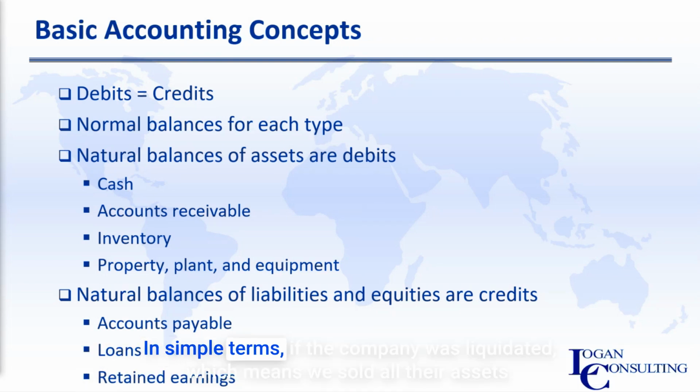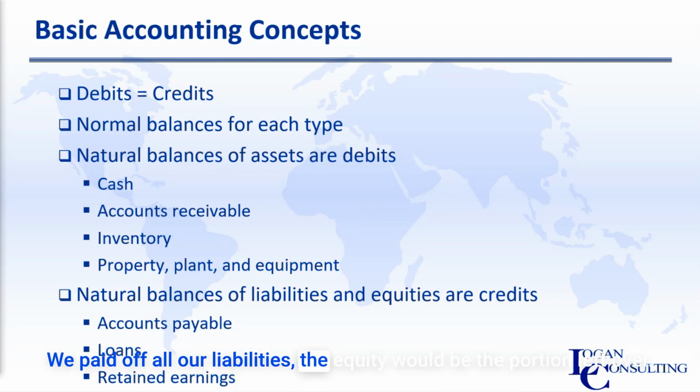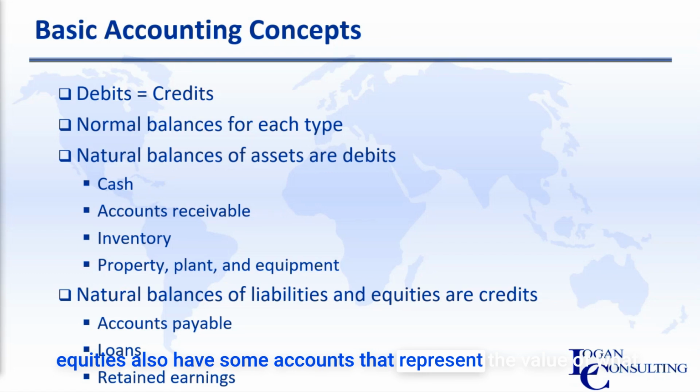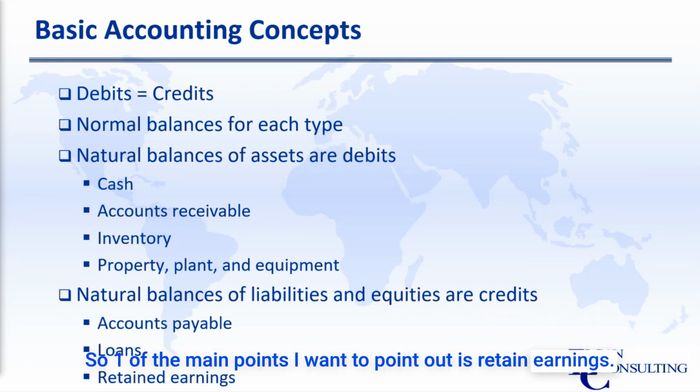In simple terms, if the company was liquidated, which means we sold all their assets and paid off all our liabilities, the equity would be the portion left over. Equities also have some accounts that represent the value of what the company is profiting from a holistic standpoint. One of the main points I want to point out is retained earnings.